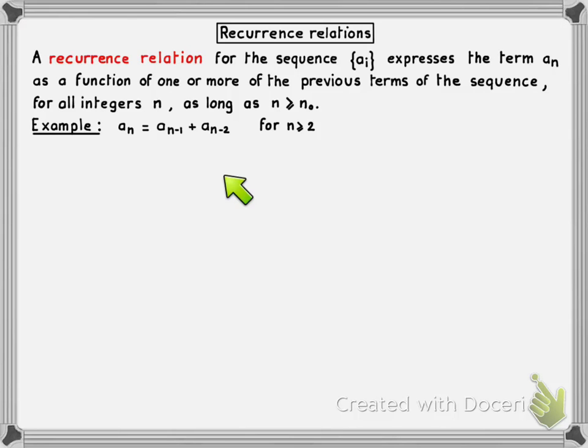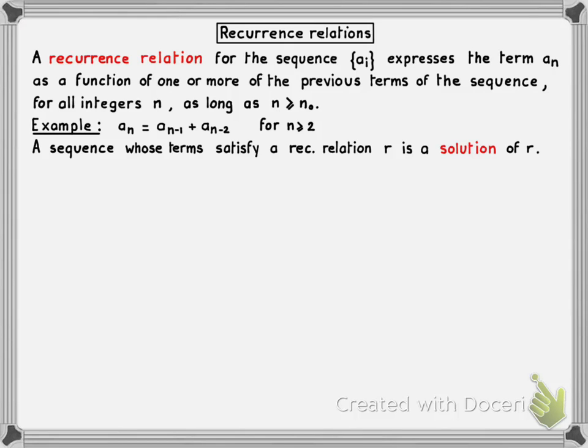Now, when I said this was the definition of the Fibonacci sequence, actually, there's more than one sequence that satisfies this recurrence relation. So, a sequence whose terms satisfy a particular recurrence relation R is called a solution of that recurrence relation. So the Fibonacci sequence that we talked about earlier is really one of the solutions of this recurrence relation.